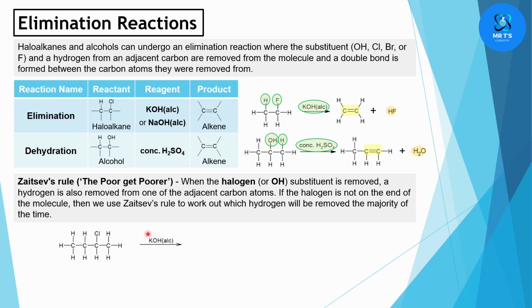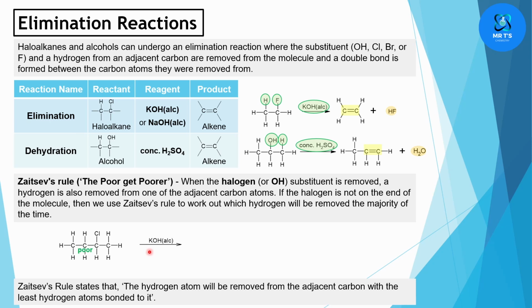So let's have a look at this example here. You can see that there is a chlorine substituent atom attached to this carbon. Now there are two adjacent carbons, the one on the left and the one on the right. By adjacent, I mean the carbons that are joined to the carbon that's joined to the halogen. Now the one on the left is said to be poor. The reason we say it's poor is because there are two hydrogens attached to this adjacent carbon, where the other adjacent carbon has one, two, three.